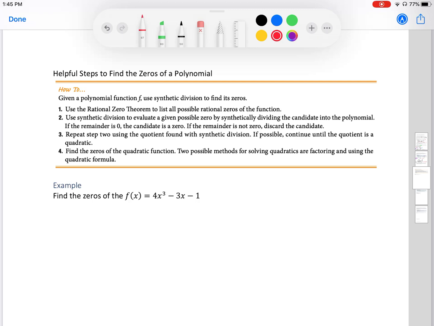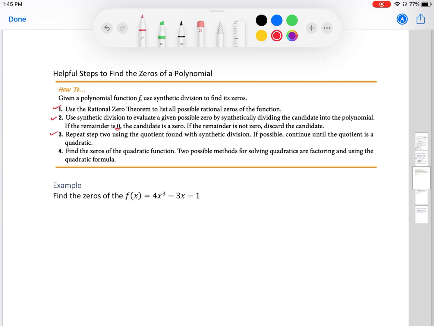Given a polynomial function f, we use synthetic division to find its zeros. First, we want to use the rational zeros theorem to list all possible rational zeros of the function. Second, use synthetic division to evaluate a given possible zero by synthetically dividing the candidate into the polynomial. If the remainder is 0, which is your goal, the candidate is a zero. If the remainder is not 0, discard the candidate.